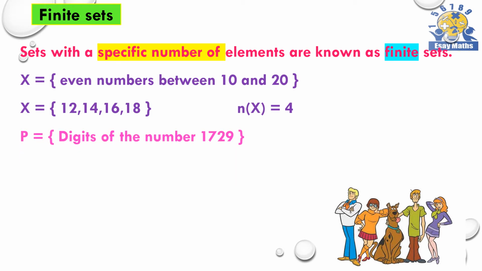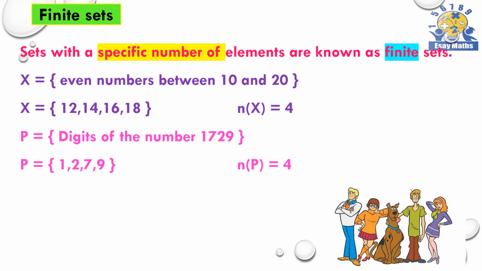Next example, the set P, digits of the number 1729. What are the elements? 1, 7, 2 and 9. It doesn't matter, you can write in any order, but it's better if you write in ascending order. So I'm writing P is equal to {1, 2, 7, 9}. How many elements are there? 1, 2, 3, 4. So n(P) is equal to 4. Therefore, P is also a finite set.